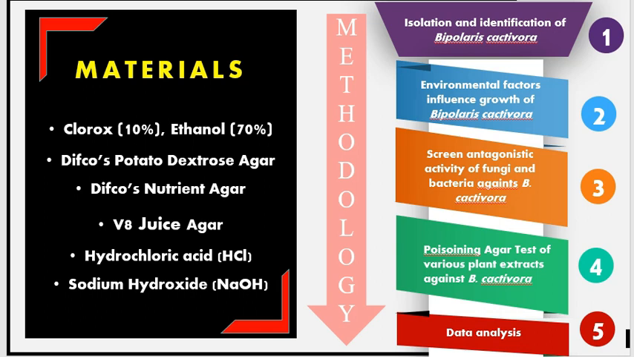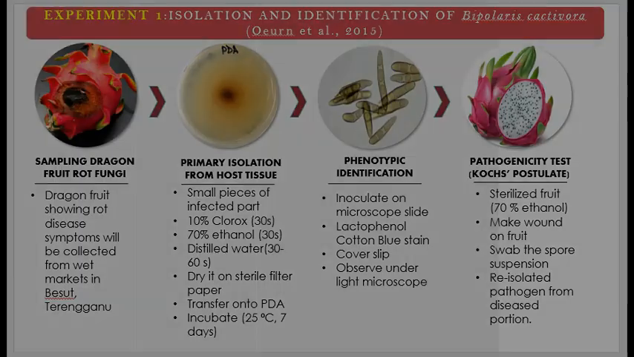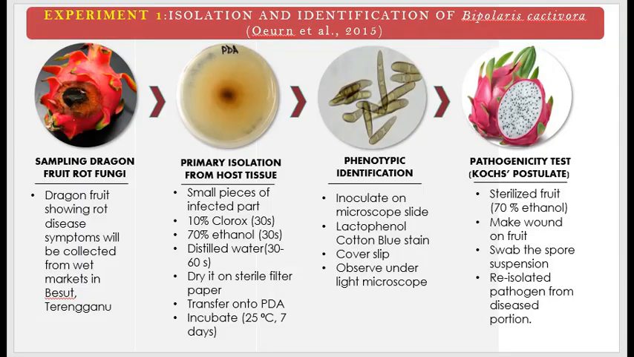Next is the environmental factors that influence the growth of Bipolaris cactivora. Then the screening of antagonistic activity of fungus and bacteria against Bipolaris cactivora. Then the poisoning agar test of various plant extracts against Bipolaris cactivora. Lastly is data analysis. Okay, we go to experiment number 1. Starting from sampling dragon fruit rot fungus, then we went to primary isolation from host tissue. The next step is phenotypic identification, and lastly, the pathogenicity test.